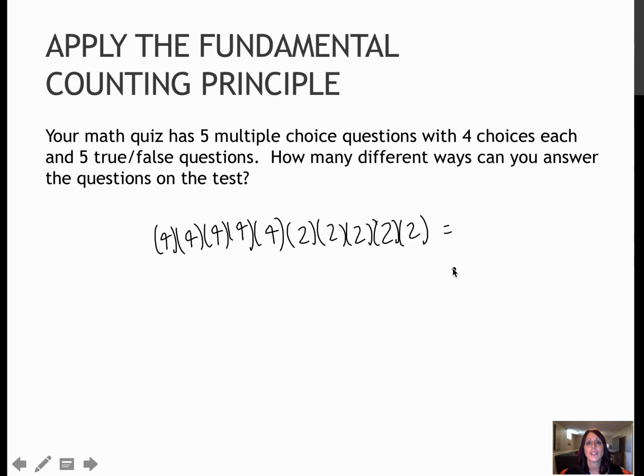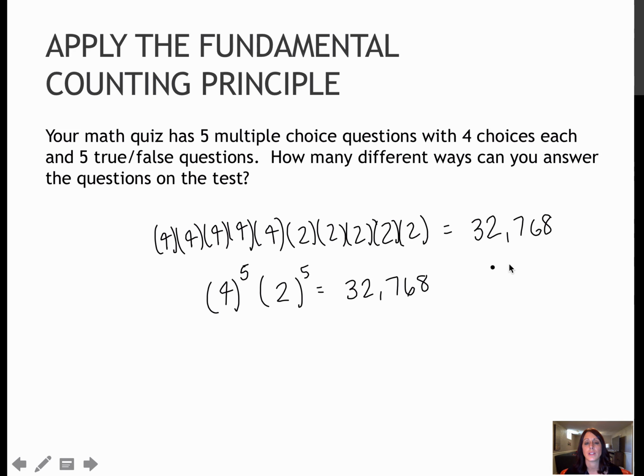Before I do that, just as a side note, another way to write it, which is way easier, is that I have 4 choices 5 times, so 4 to the 5th, which is exactly what this is. And then I have 2 choices 5 times as well, so 2 to the 5th. This way, obviously, is a little bit easier. Either way, my product would be 32,768. So that's how many different ways you could answer a simple 10-question test.